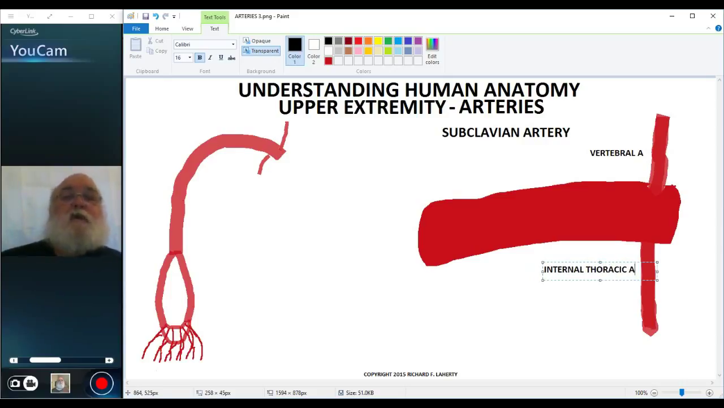The internal thoracic artery passes on the inner surface of the thoracic wall, so deep to the ribs. It helps supply the ribs, and it gives branches into the mammary gland, so the internal thoracic artery is the primary artery supplying the mammary gland.